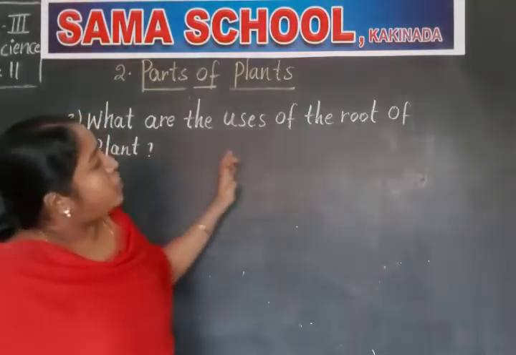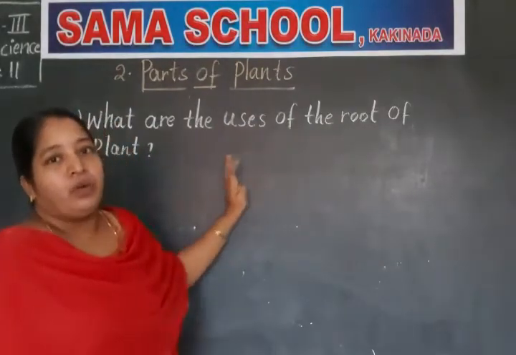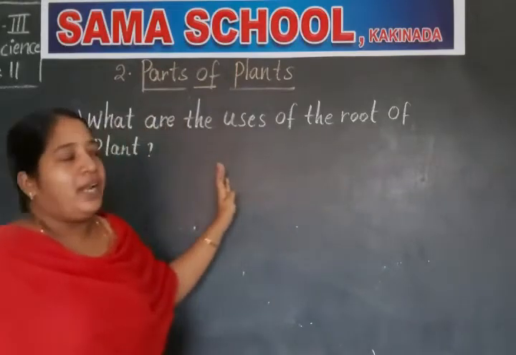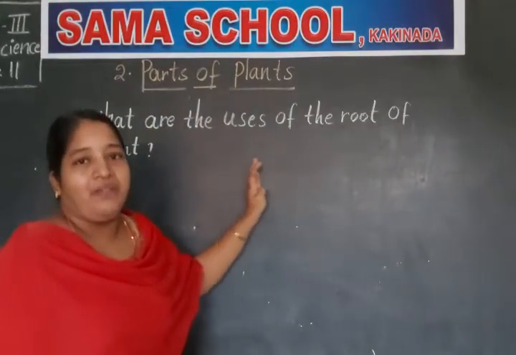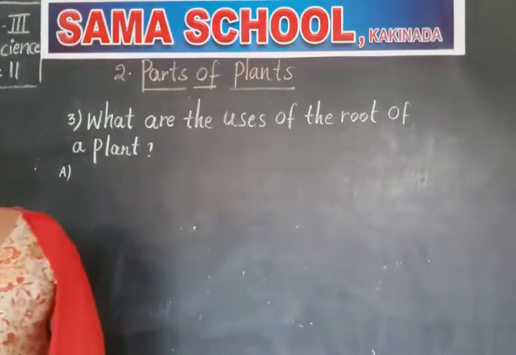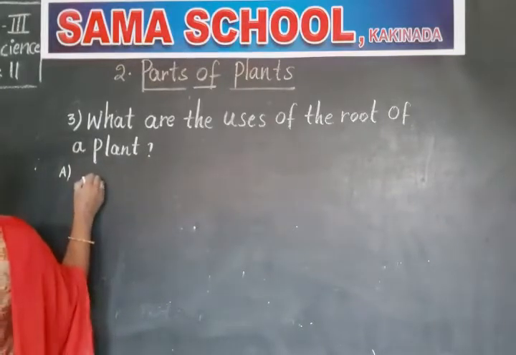And the next main function is the root keeps the plant or fixes the plant straight. Root fixes the plant or it gives support to the plant. Clear children? These are the three main functions of the root. So I will write one by one on the board. See the first point.